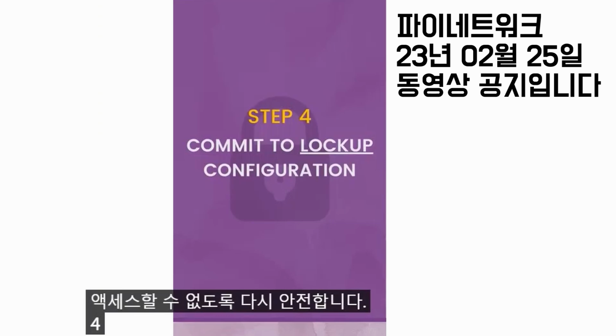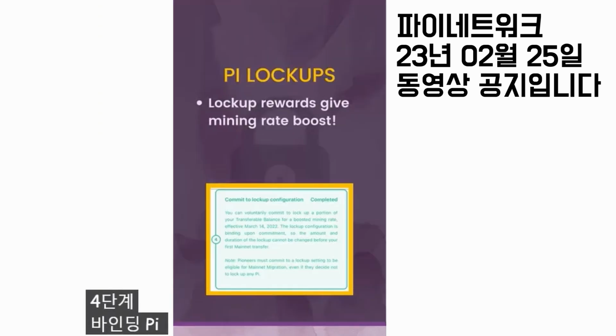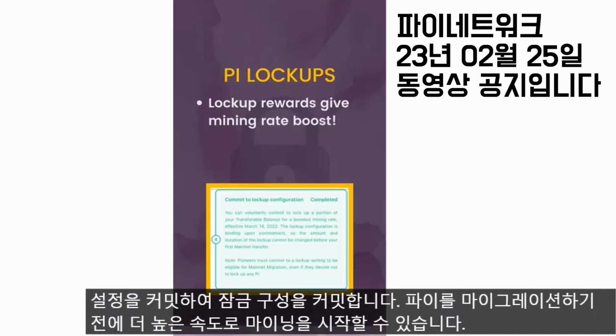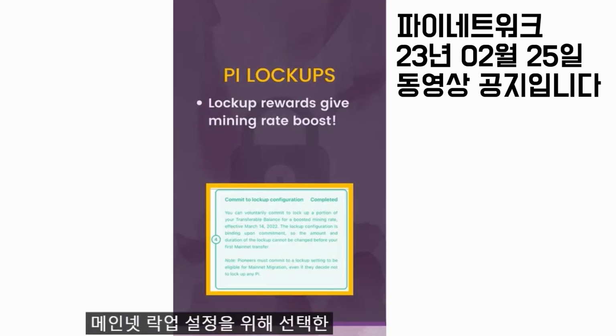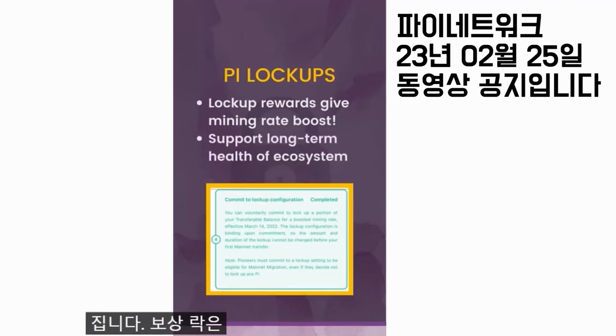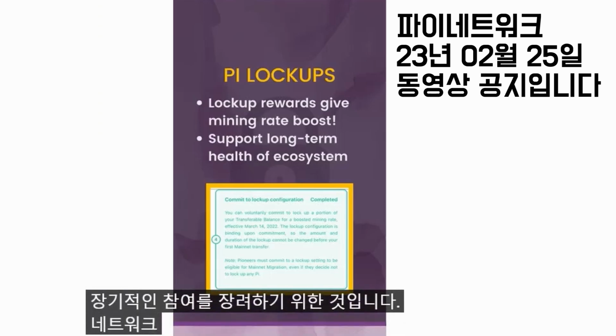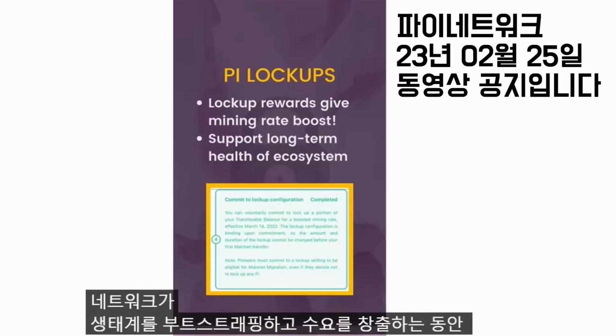Step 4. Commit to lockup configuration. By committing to a binding Pi lockup setting, you can start mining at a higher rate even before you migrate your Pi to mainnet. The longer the duration and higher the percentage of your total Pi you choose for your lockup settings, the higher your lockup mining reward will be. The lockup reward is meant to support a healthy and smooth ecosystem and incentivize long-term engagement with the network, while the network is bootstrapping the ecosystem and creating demands.